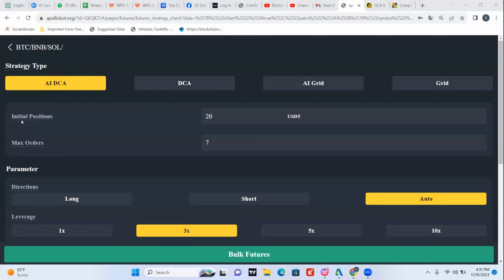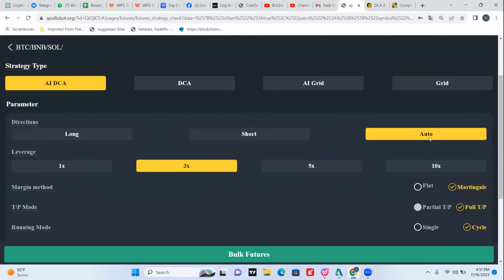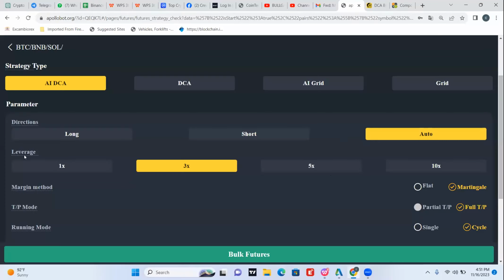then you come in and input the initial position. Depending on what the table says, you put it in, then the maximum order is 7. Make sure the parameter stays on auto. If you're trading between $100 and $500, always check the table. You can see from $100 to $500, the leverage is 10x. So you choose 10x if you're doing between $100 and $500.